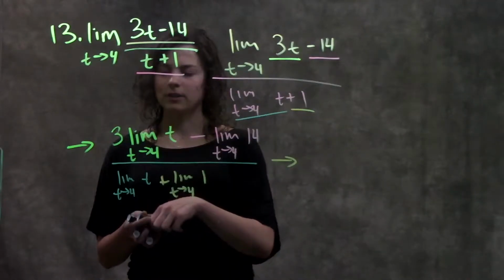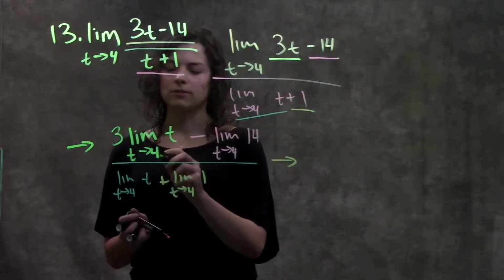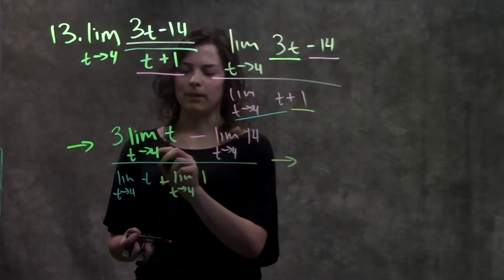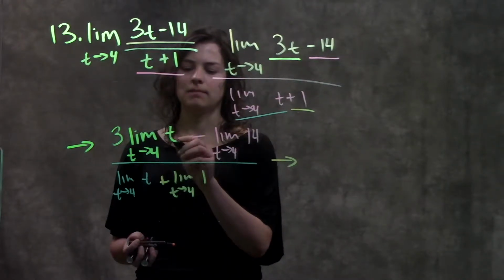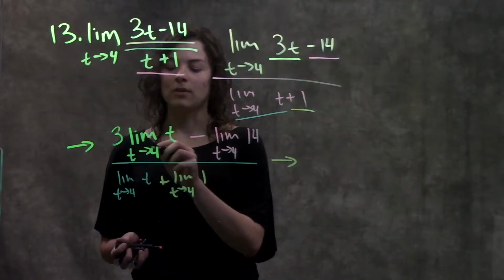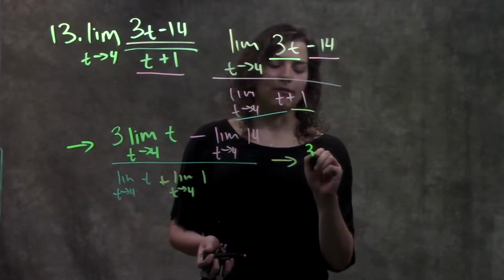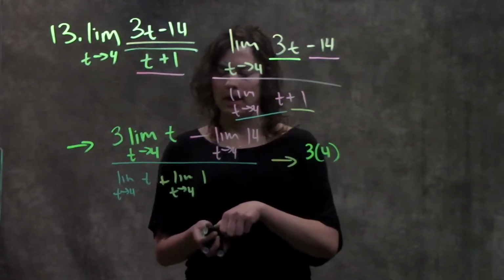Looking at this first part here, limit as t approaches 4 of t. Whenever I just have a variable here like this, I can plug in my value of interest into t, and that's what I get. So when I plug in 4 for t, I get 4. But remember, there's a 3 out here. So I have 3 times 4.